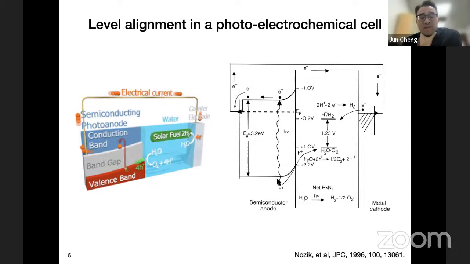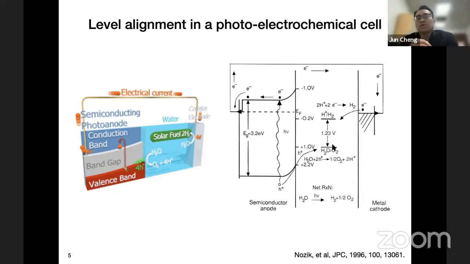We can see there's a valence band and a conduction band. Under photo excitation, an electron is excited from the valence band to the conduction band, leaving a hole behind. The electron will very often transfer to a metal cathode here to reduce water, for instance, in this case. And the holes oxidize water on the anode.